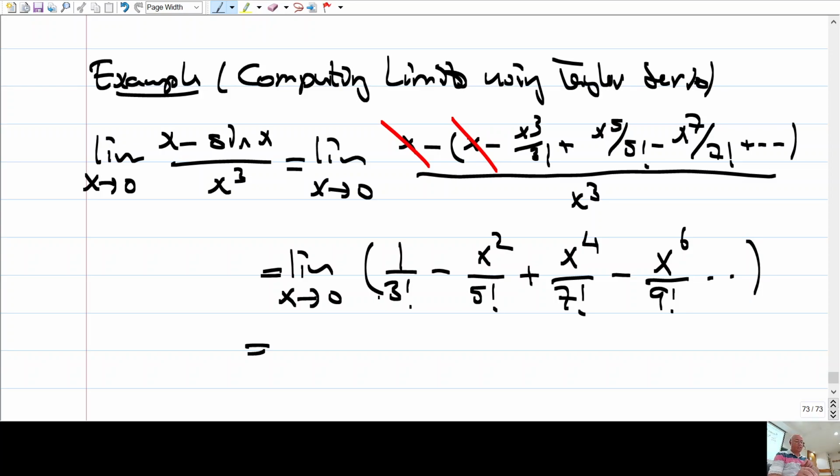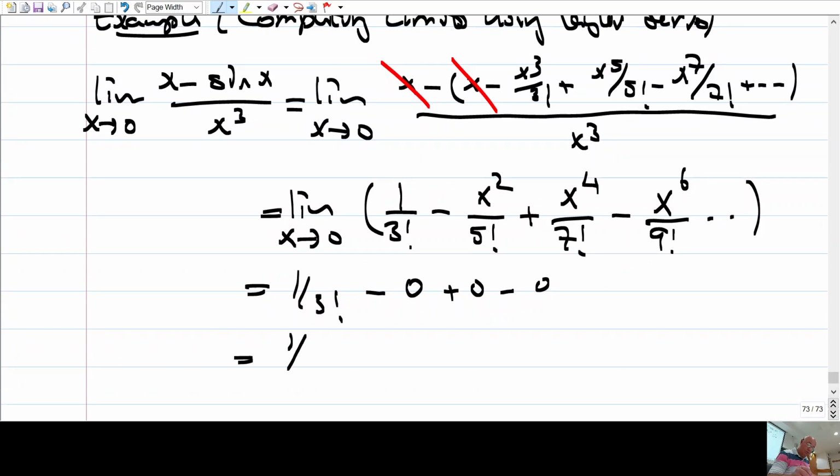And you let x go to 0. When x goes to 0, this is a convergent power series. It defines a continuous function. Therefore, you can just substitute x equals 0 in this power series. So this is just 1 over 3 factorial minus 0 plus 0 minus 0 and so on. So this is just 1 over 3 factorial. Here I am using the fact that, since this is a convergent power series, it defines a continuous function, so that when you take the limit, you just plug in the value.